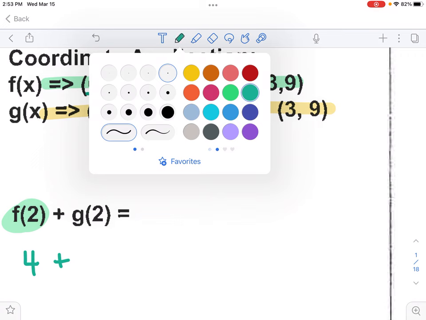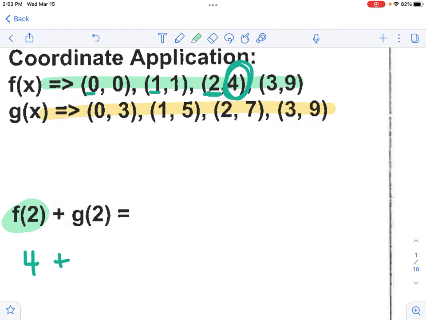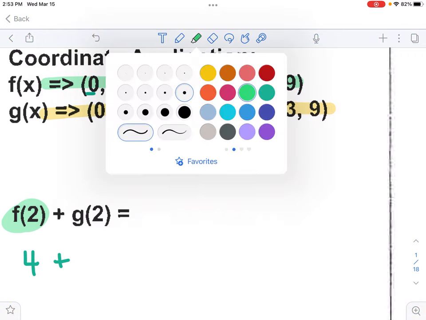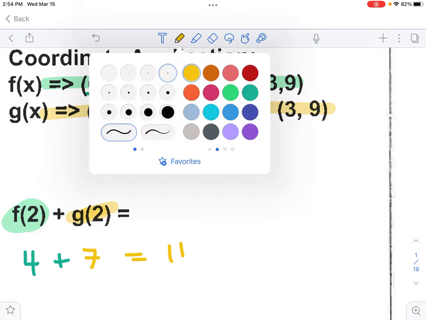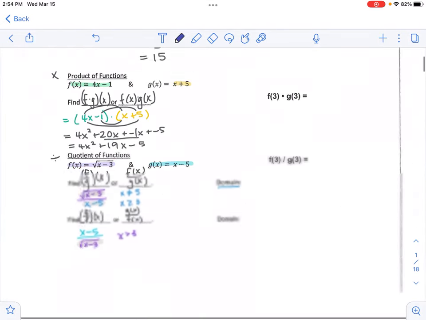In the same way, I'm going to take a look at my g of 2 stuff. So g of 2, I'm looking at the function that's hanging out in yellow. I'm going to look through and find the x coordinate, that's 2, and what pops out is 7. So f of 2 plus g of 2 is going to give me 11. So that's how we can deal with this in terms of coordinates. We have one more topic to take a look at, and that's our composition of functions.